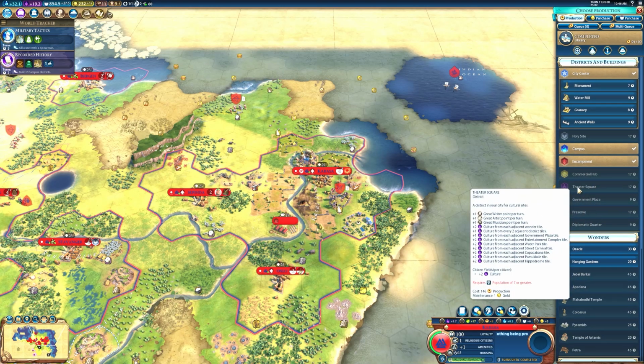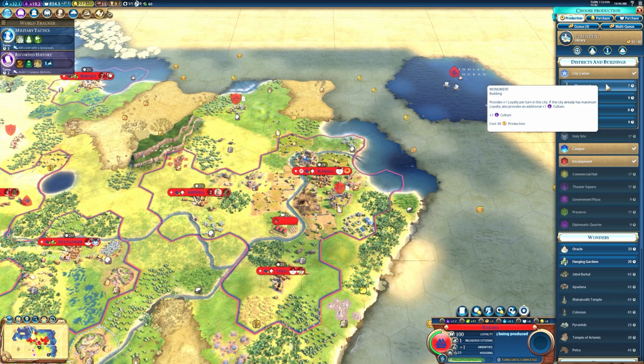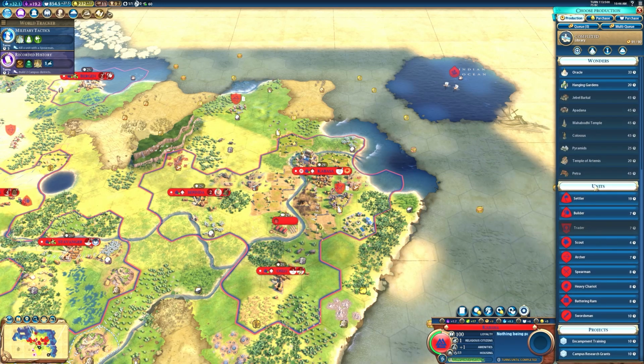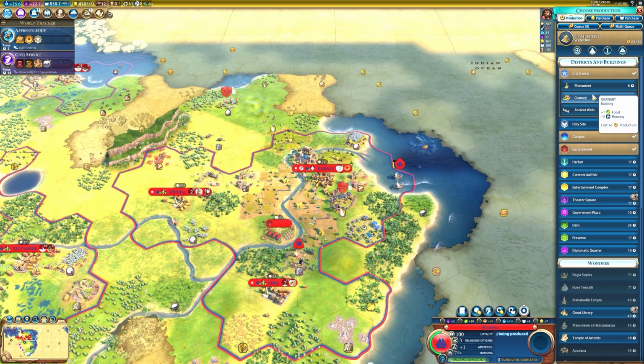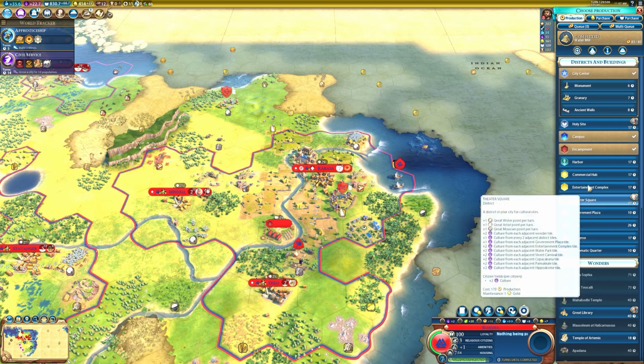Also, the number of districts you can build in a city is determined by the level of the city. So you get one district at level 1, and then every 3 city levels after that, you can build an additional district. So when your city is level 4, you can build a second district. When your city is level 7, you can build a third district, and so on.